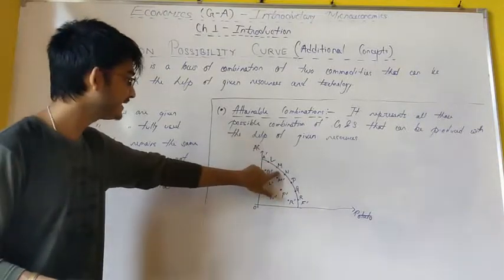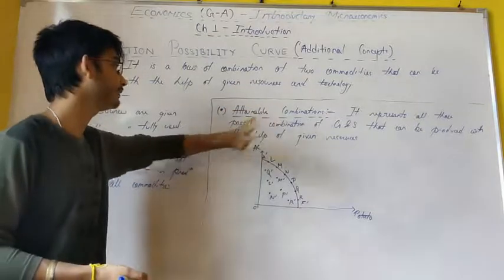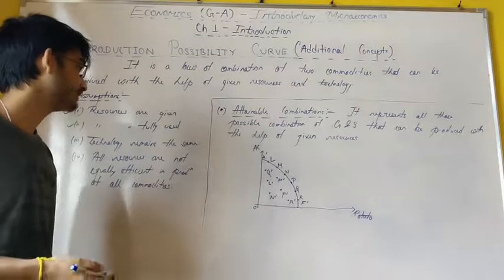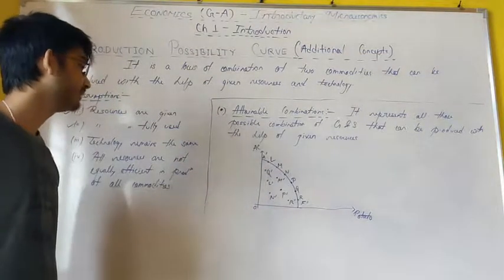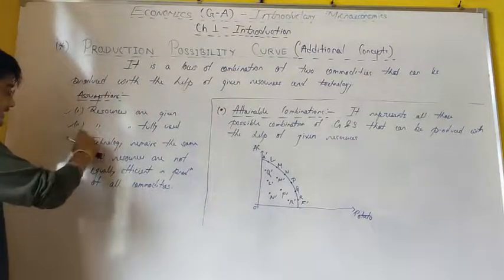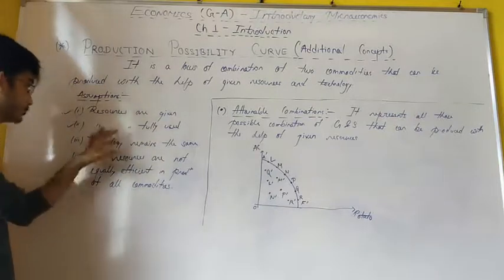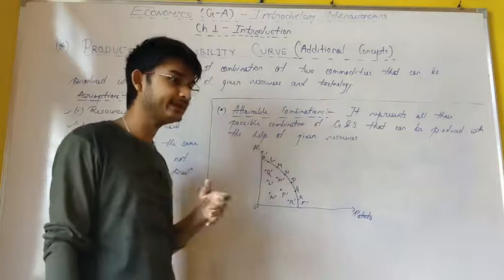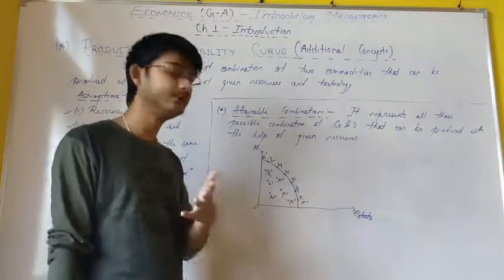which are lying on the PPC are basically our attainable combination of goods and services. The points of attainable combination of goods and services. Because of the simple fact that the second assumption relates to that resources are fully utilized. Where resources are fully utilized, there won't be any resource which remained underutilized or ill-utilized.